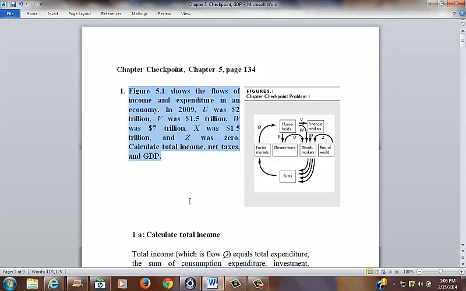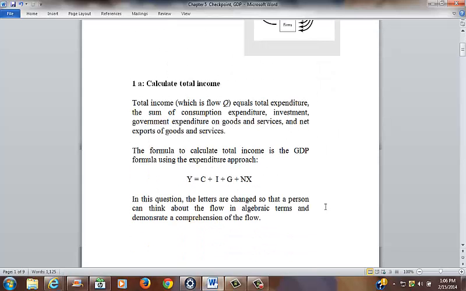Figure 5.1 shows the flows of income and expenditure in an economy. In 2009, U was 2 trillion, V was 1.5 trillion, W was 7 trillion, X was 1.5 trillion, and Z was 0. Calculate total income, net taxes, and GDP. The first part of this, calculate the total income.